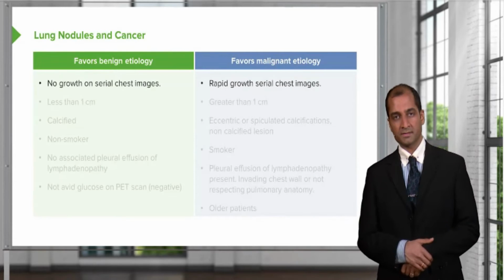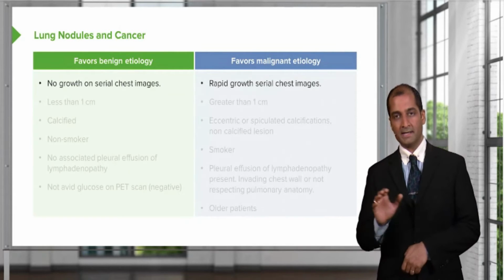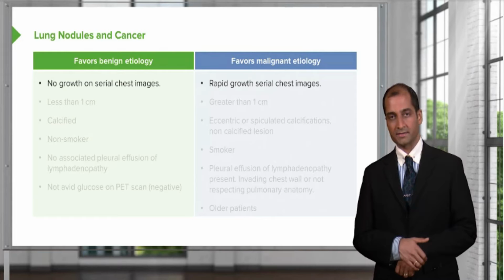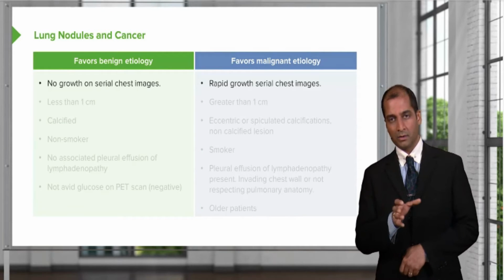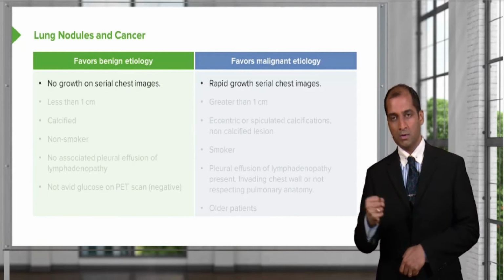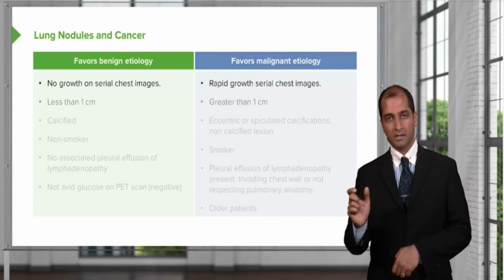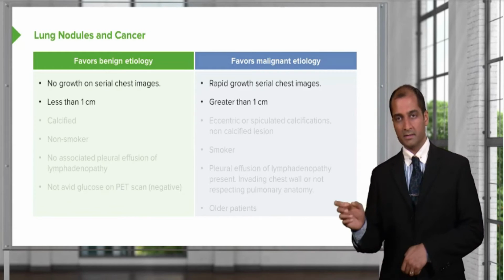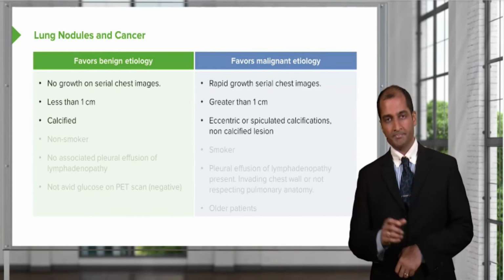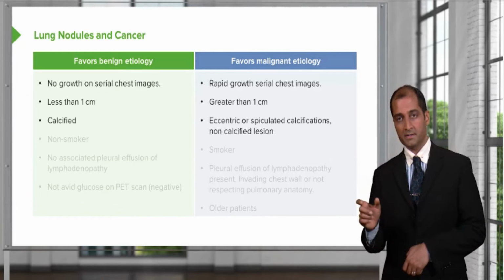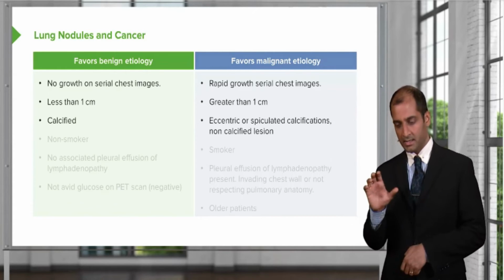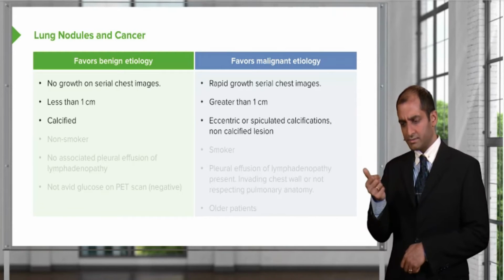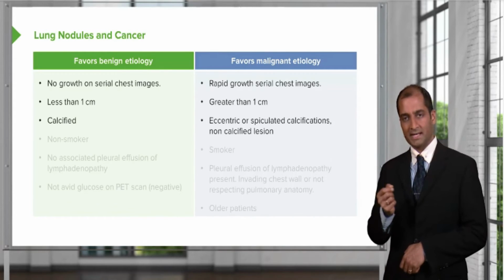Lung nodules in cancer, we'll take a look at that which favors benign and that which favors malignancy. Pretty much what we've already talked about. If it's benign, no growth. Malignancy, increased proliferation. Benign, less than 1 centimeter. Malignant, larger. Benign, calcified. Malignancy, we have what's known as spiculated calcification. It looks like the nodule, but then it looks like there's spicules coming out from it, and that's not good.